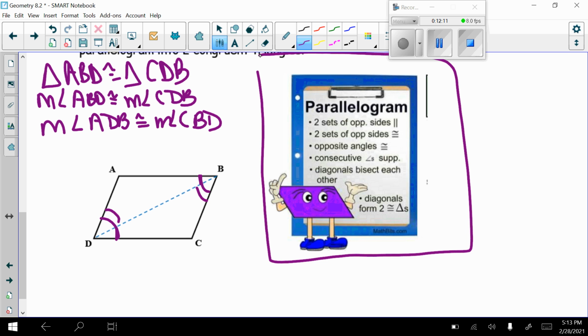All right, so our homework for today is worksheet 8.2, doing everything that we just did here using all of those theorems.